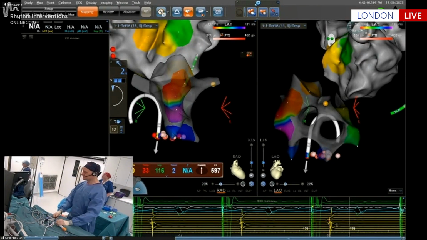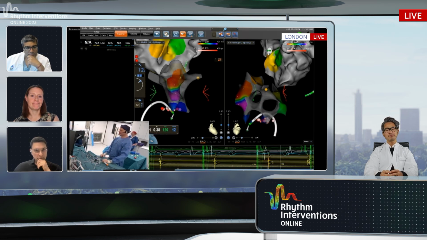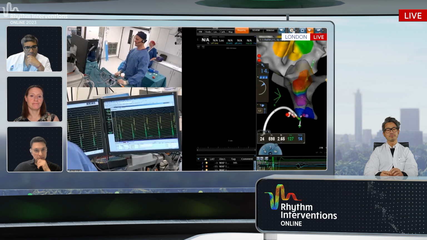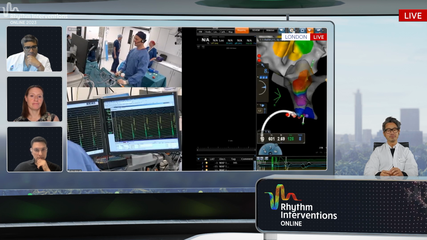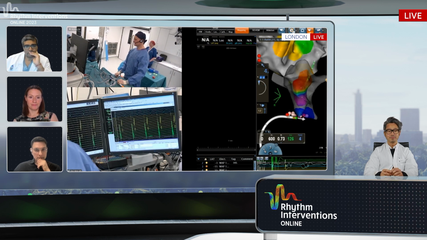Can I see the catheter, may have missed it. Did you want to flick an F curve or a D curve? F curve. An F curve, just because it gives me a bit more flexibility on getting down to the annulus and so on.